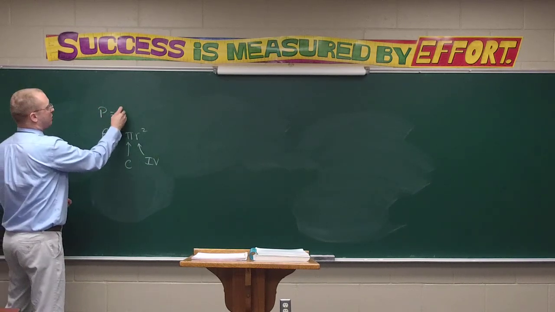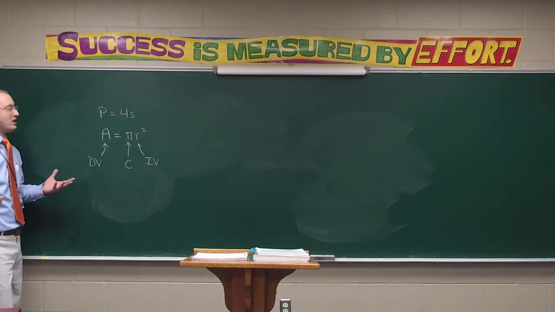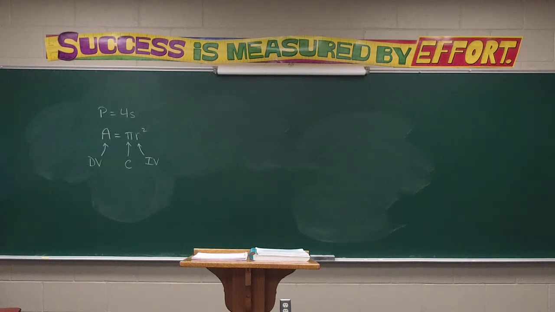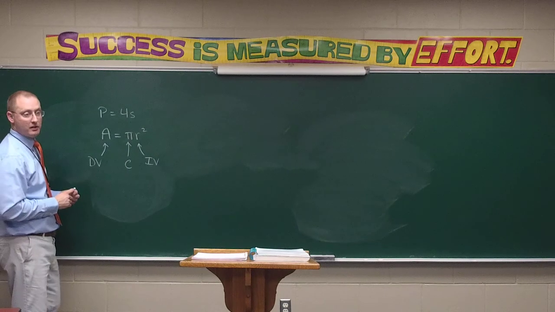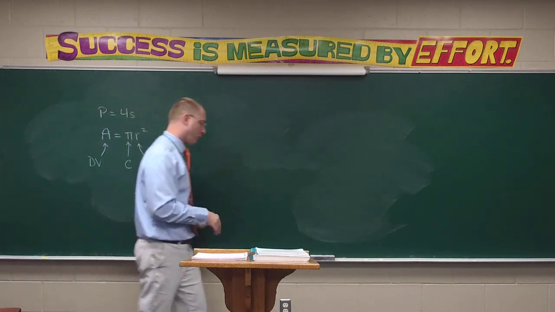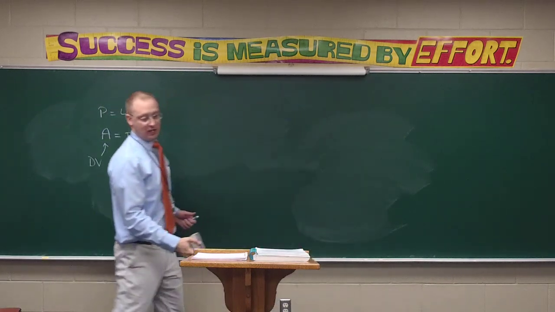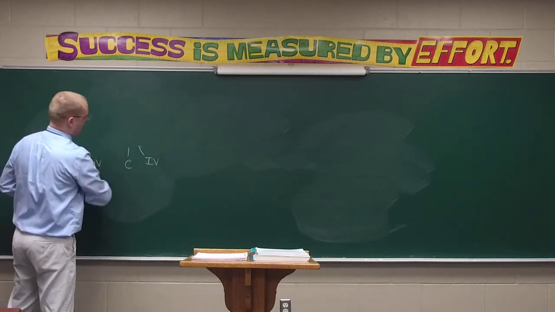If I have the equation P equals 4s, class, what would be the constant? 4. What would be the dependent variable? The P, and the independent variable is the s. I want to make sure we understood those terms before we get into variation. And that's the next term for you to write in your notes. Variation.